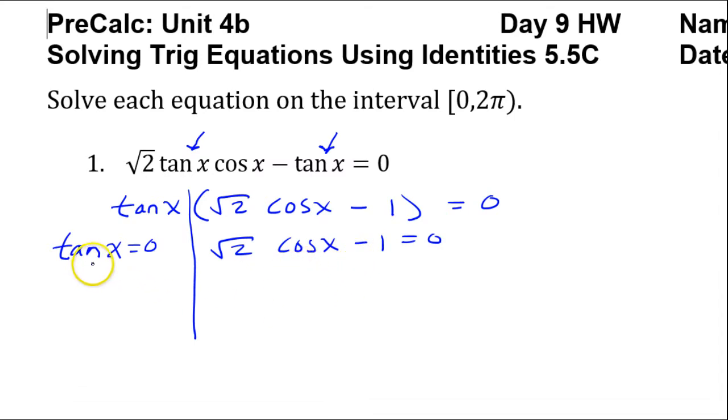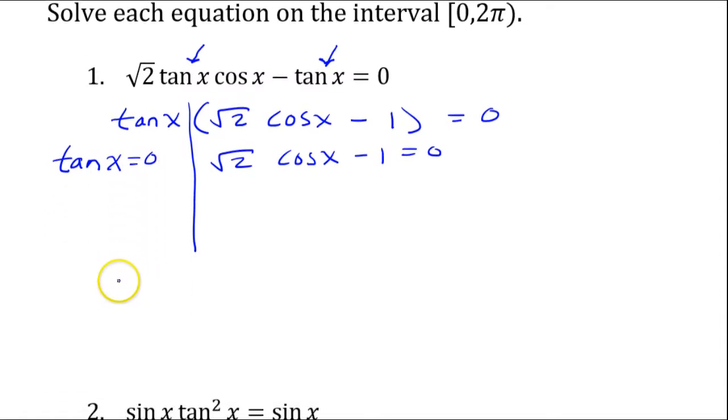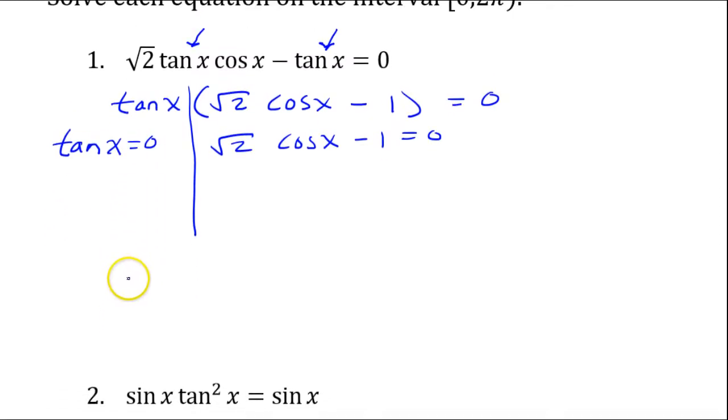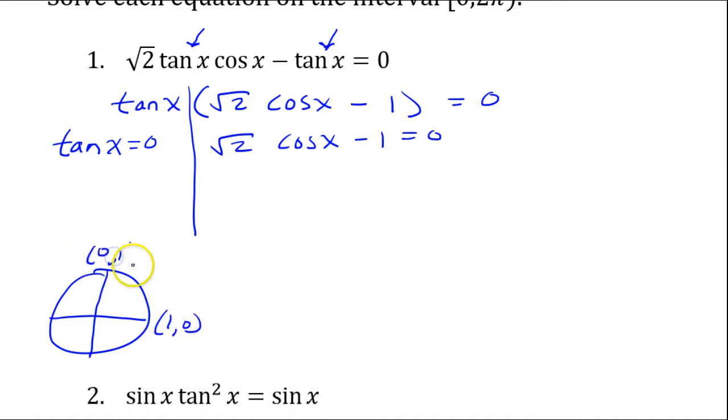Let's start with tangent x equals 0. Where is that going to happen? For what angle will that be true? Well, let's look at our quadrantal angles. And remember, right here, this is the point 1, 0. This is 0, 1. This is negative 1, 0. And this is 0, negative 1.